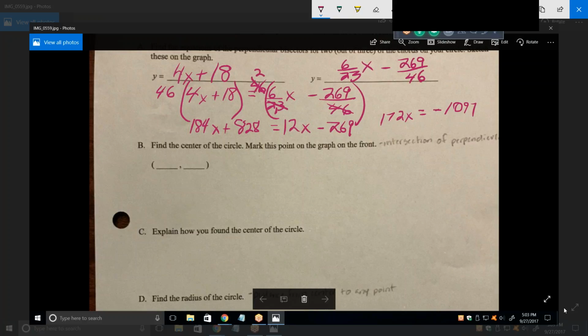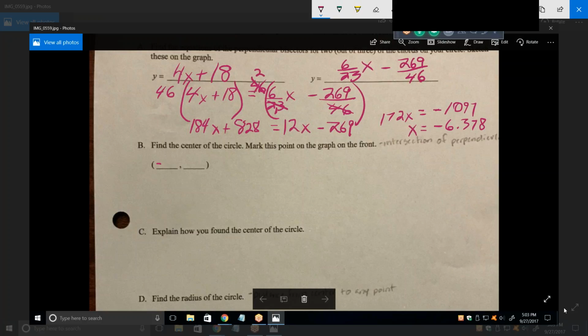Yes, 1,097. Now divide 1,097 by 172. I got negative 6.378. Negative 6.378. Okay. That's the x-coordinate of the center of the circle. Cool. Now, where's the y-coordinate?